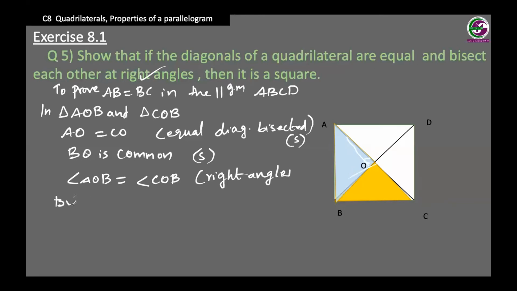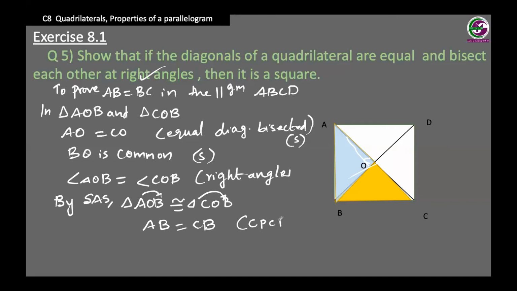So by SAS, these two triangles are congruent again. Triangle AOB is congruent to triangle COB. Thus, we can prove that side AB is equal to BC by corresponding parts of congruent triangles. So we prove the second part now. AB is equal to BC. So we get the condition that ABCD is a parallelogram with two adjacent sides are equal.